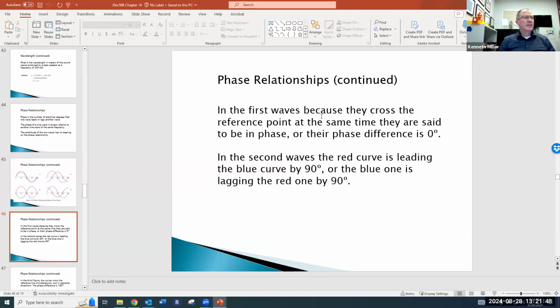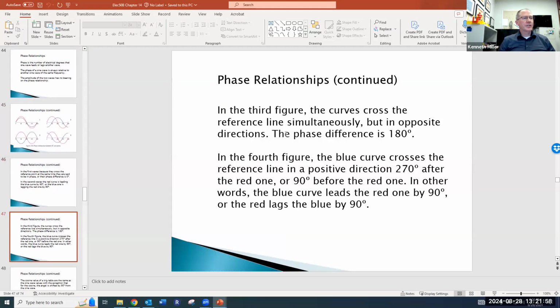So in the first wave, because they cross, they're in phase. In the second, the red curve is leading the blue by 90, or the blue one is lagging the red by 90. In the third one, the figures are 180 degrees out of phase. And then in the fourth one, the blue curve crosses the reference line in the positive direction after the red one, or 90 degrees before the red one.